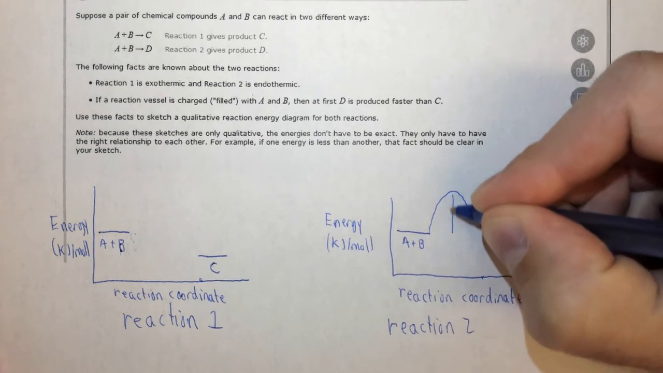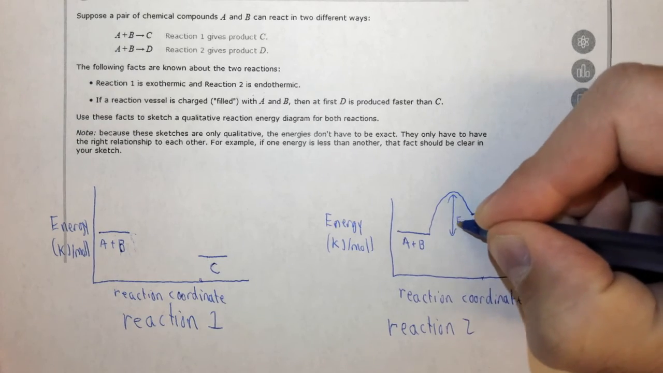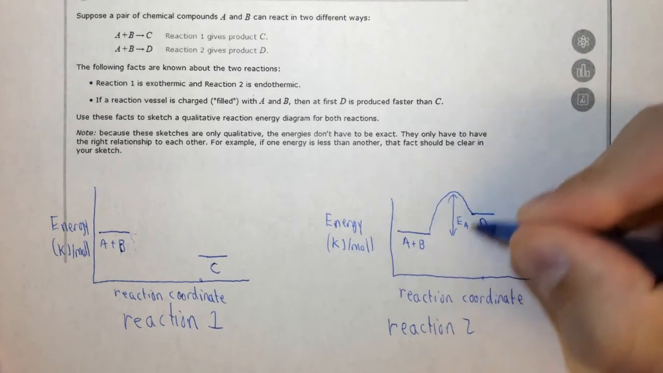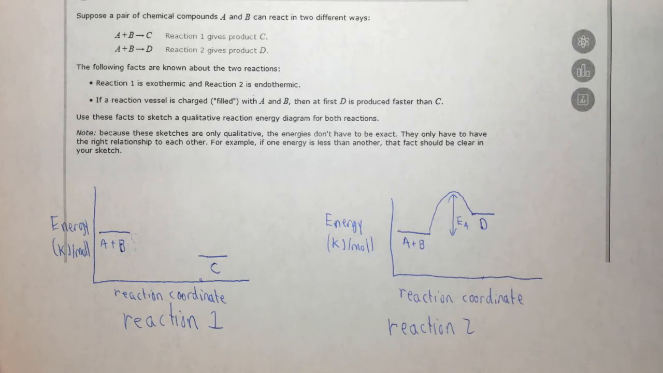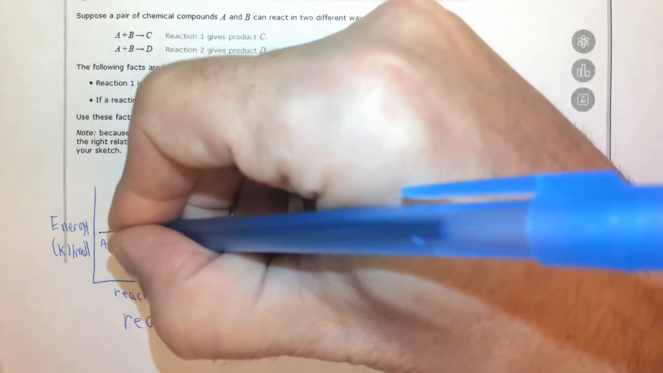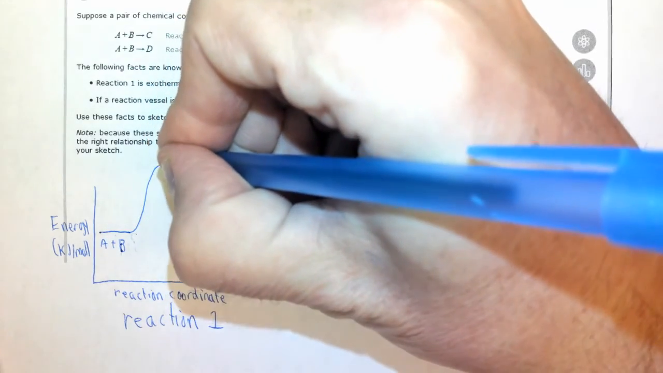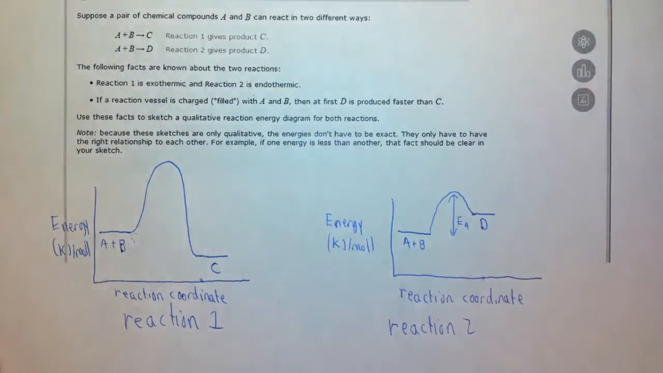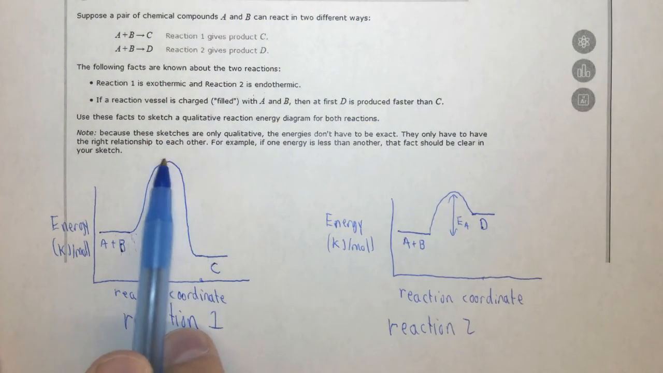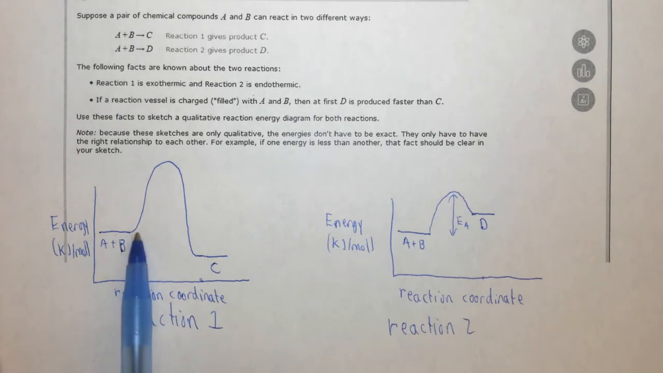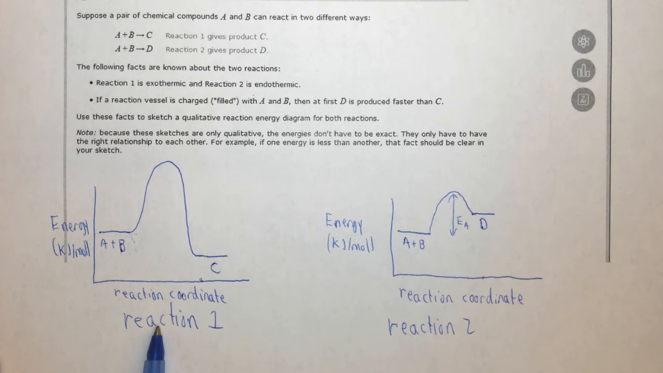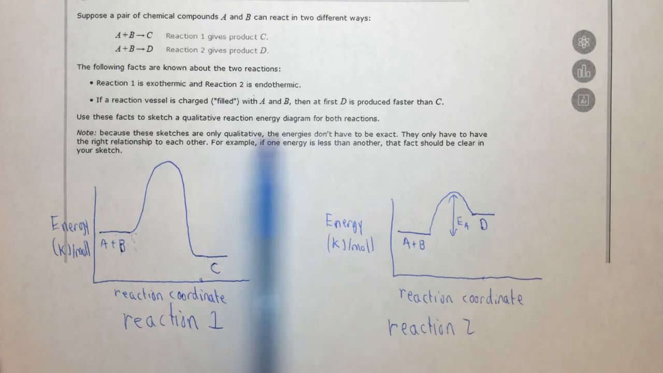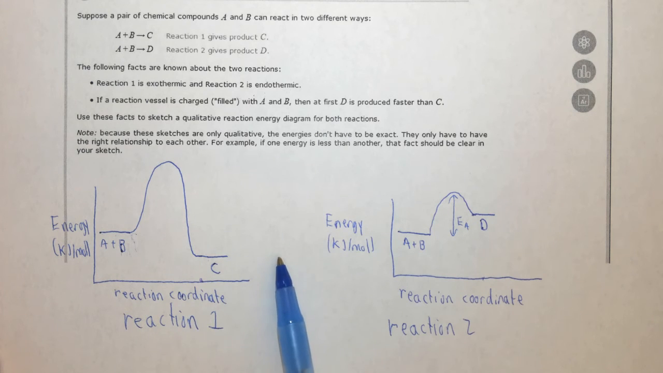So remember that this is the activation energy. And I should note, you probably don't need to put this on the diagram. I'm just showing you that this is the activation energy. If C is produced slower, it means that the activation energy for C must be higher. So the absolute value here between A and B in the transition state has to be smaller for reaction 2 than for reaction 1.